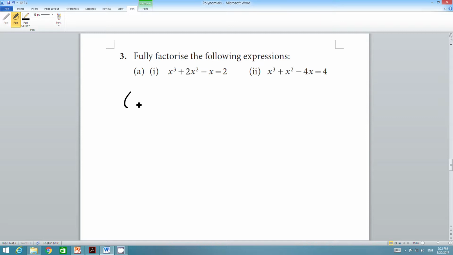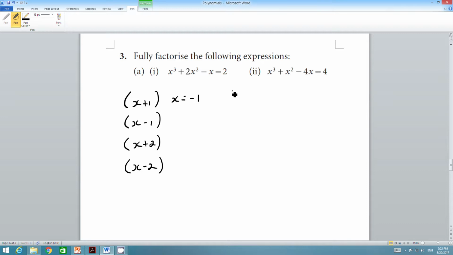For example, maybe x plus 1 is a factor, or maybe x minus 1 could be a factor. What about x plus 2 as a factor, or x minus 2 as a factor? So my factor theorem states the following. If I have x plus 1, I want to make x the subject. In this case, x is equal to negative 1. So if I plug the value x is equal to negative 1 into my polynomial, I will find the result. If it is equal to 0, then I know that x plus 1 is a factor.